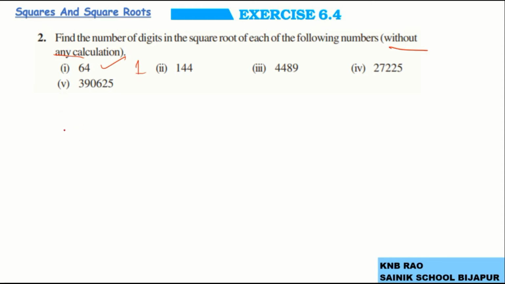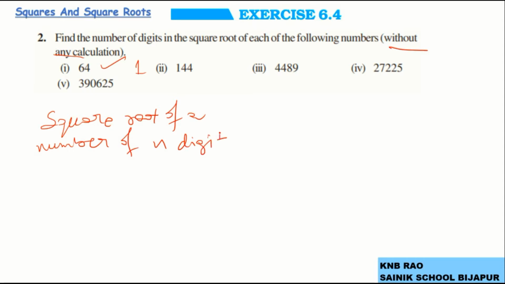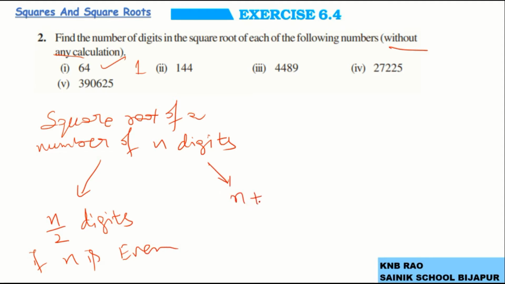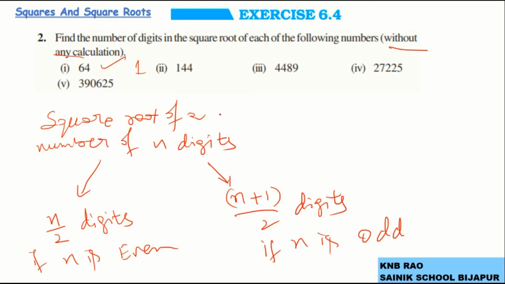Why? Because we learned that the square root of a perfect square number of n digits will have n by 2 digits if n is even, and will have (n plus 1) by 2 digits if n is odd. So, we learned this.